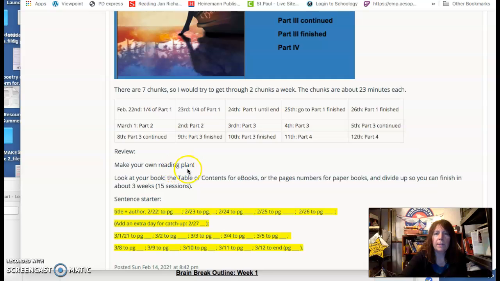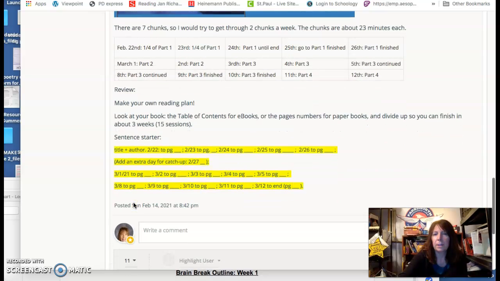Make your own reading plan. Look at your book, the table of contents for ebooks, or the page numbers for paper books, and divide up so you can finish in about 3 weeks, 15 sessions. Here's the sentence starter. Title and author, 222 to page. Thank you.